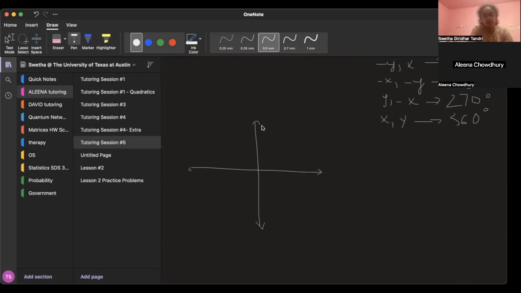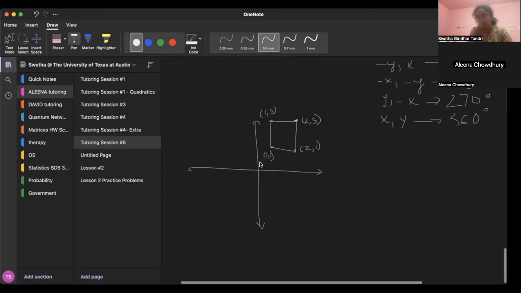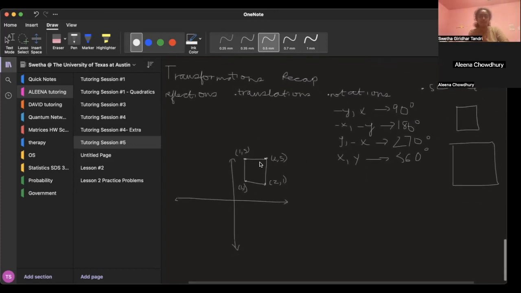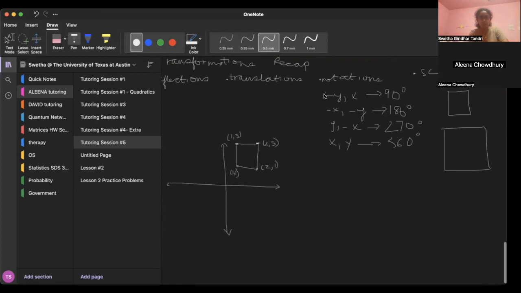We have a square like this. This is not a really good square, but the points are 2, 5, 2, 1, and then you have 1, 5, 1, 1. Okay, let's say that we want to rotate this 90 degrees counterclockwise. How would we do that? To rotate something 90 degrees, you take every x, y value and you switch it to negative y, x. So what would we do for this point right here?